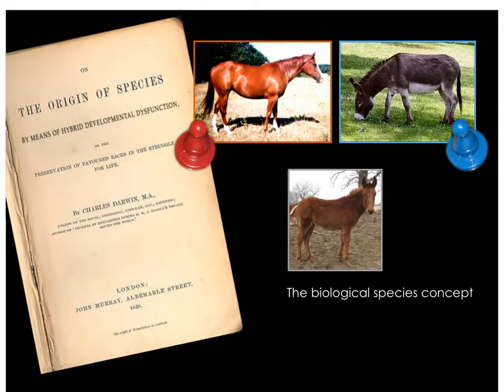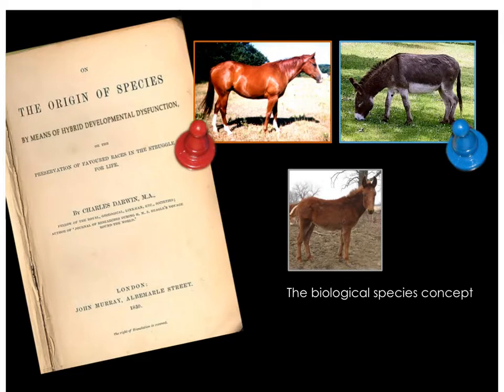Now, Darwin was a huge proponent, of course, of understanding the origin of species and how genetic incompatibilities, like those between the horse and the donkey, if you mate them together, if you make a mule, the mule is sterile. That's the biological species concept of Ernst Mayr. And what's more important is that this is a developmental process.